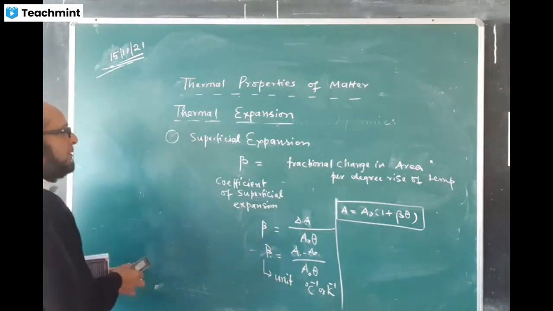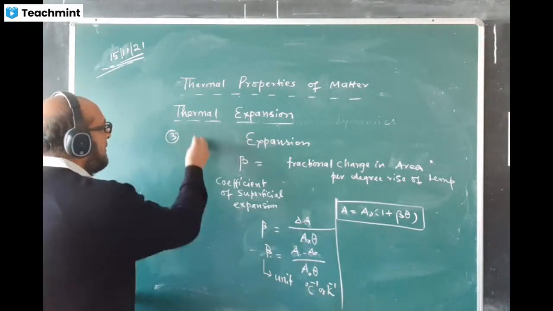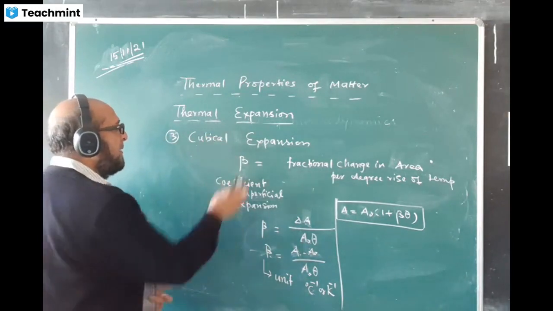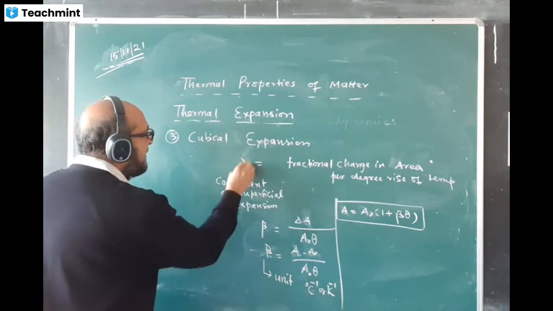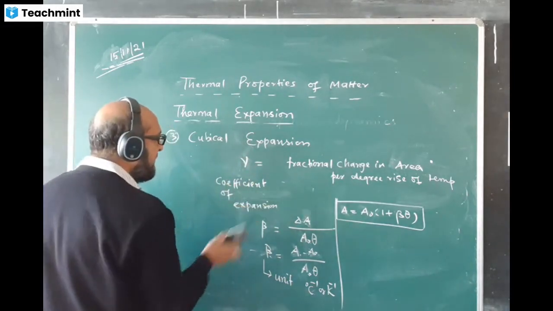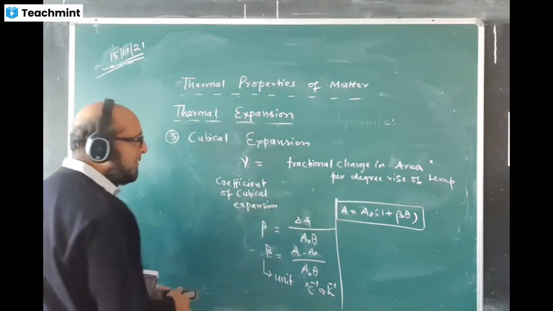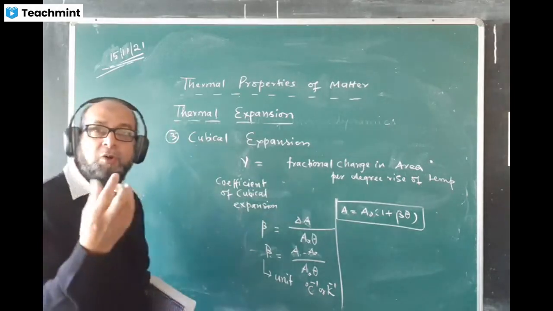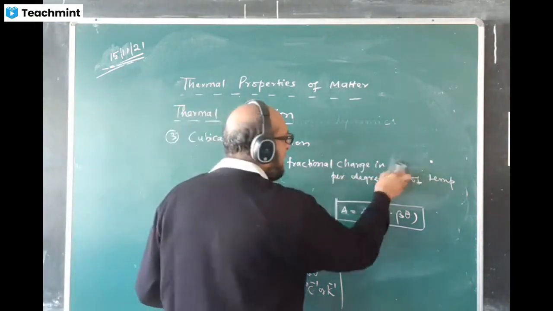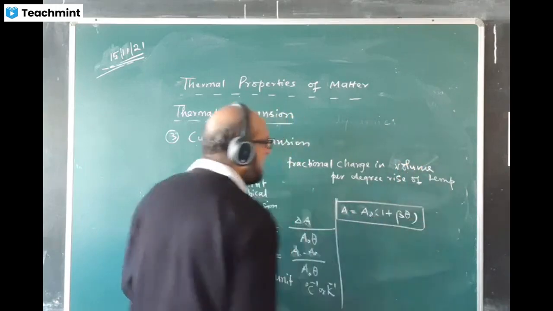Third one is called cubical expansion. Cubical expansion denoted by gamma. This is denoted by the symbol gamma, and we call it coefficient of cubical expansion. Can you guess what kind of cubical is volume? What change will take place now? Gamma will be fractional change in volume. Fractional change in volume per degree rise of temperature.